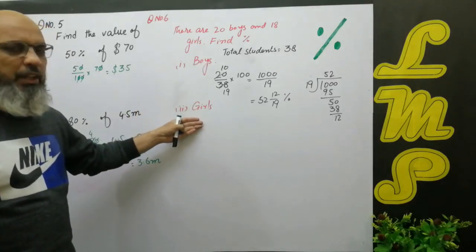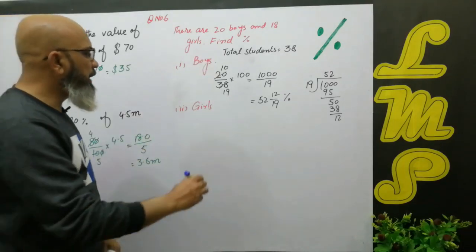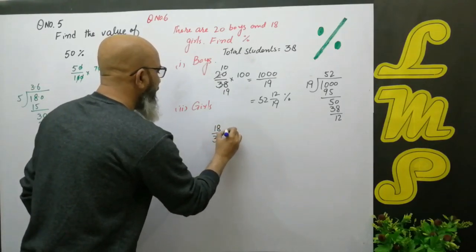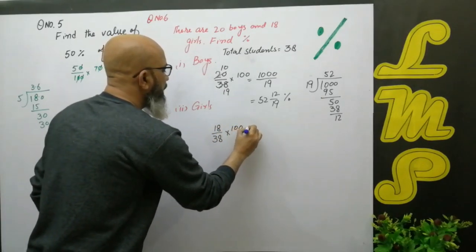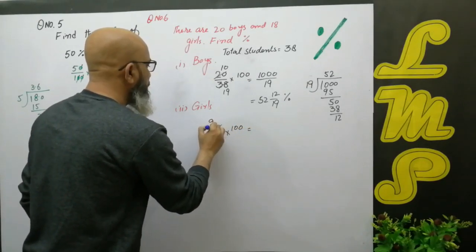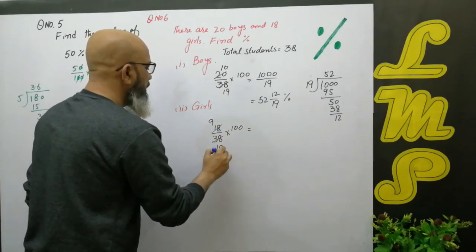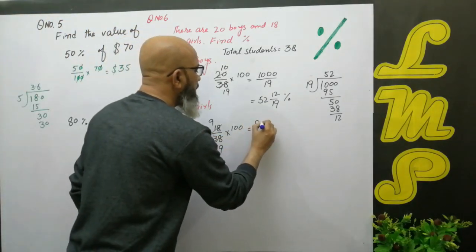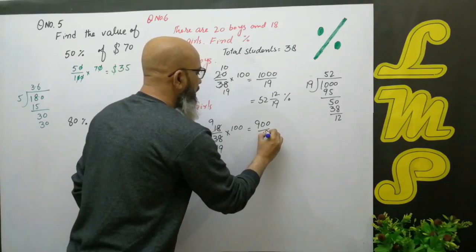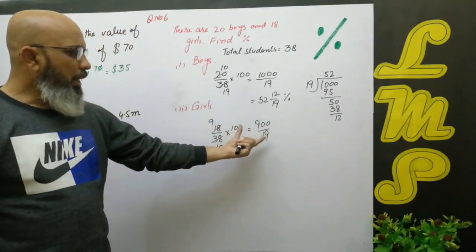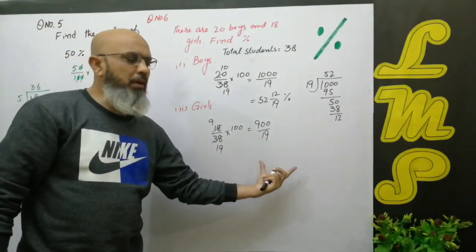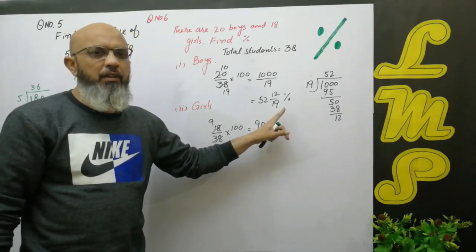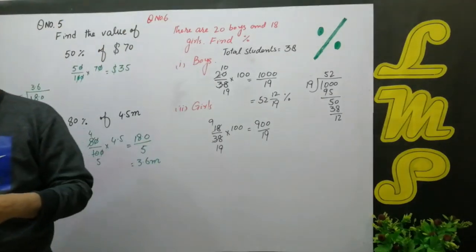Similarly, we will find the percentage of girls. How many total girls? That is 18. So 18 over 38 into 100. You can simplify. 9 twos are 18 and 19 twos are 38. So 9 into 100, that is 900 divided by 19. So also divide this and write your answer as a mixed number like this one, right? You can do it easily. So we will move to the next topic.